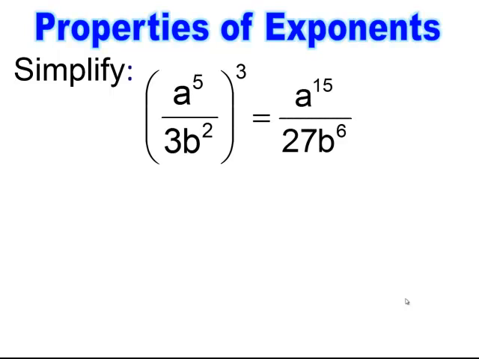So when you simplify this, be very careful not to miss that numerical part. A to the 5th, you get a to the 15th because you're multiplying those powers. Now remember, it's 3 to the 3rd power. 3 to the 3rd power is 3 times 3 times 3, which will give us 27. And then b to the 2nd raised to the 3rd power will give me b to the 6th power.